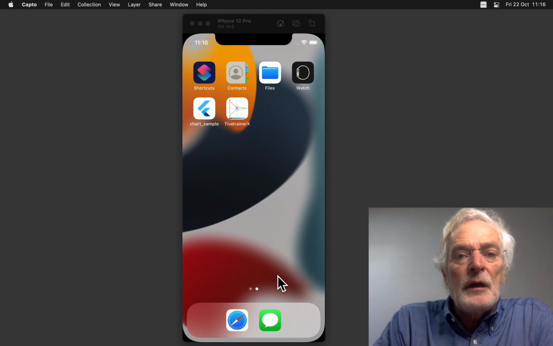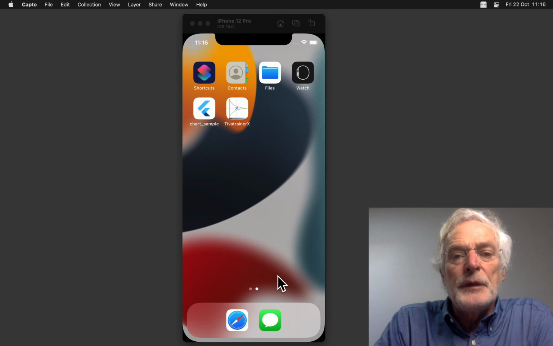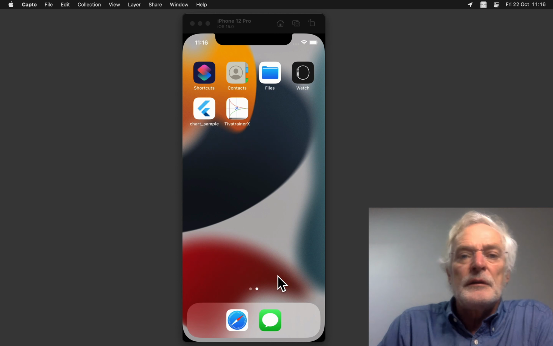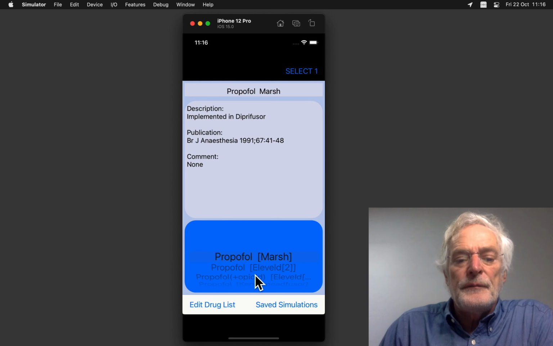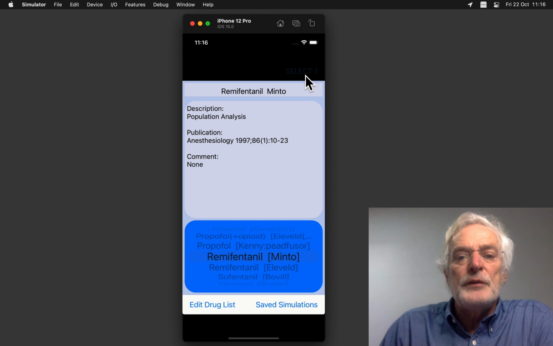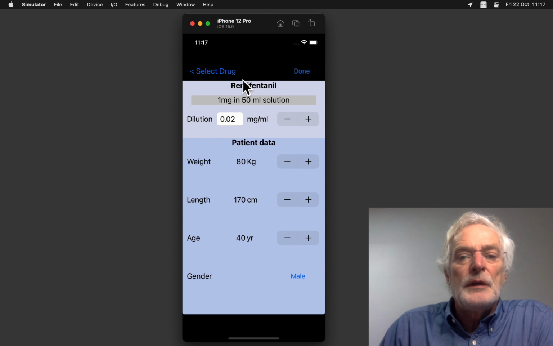Adequate anesthesia is all about the balance between hypnotics and analgesics and the interaction. And interaction is also implemented in the Tivatrainer. We start up a simulation of remifentanil, and for the ease of use I'm going to use it in a TCI mode.